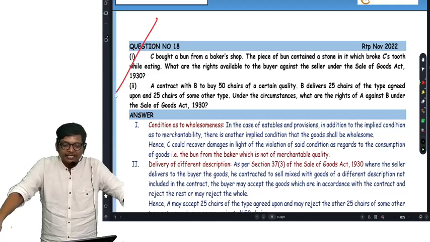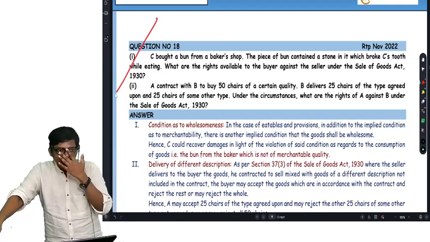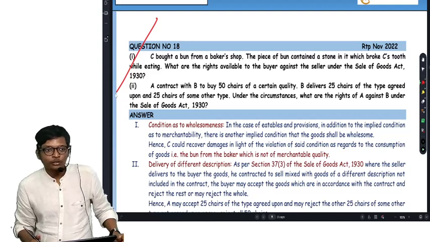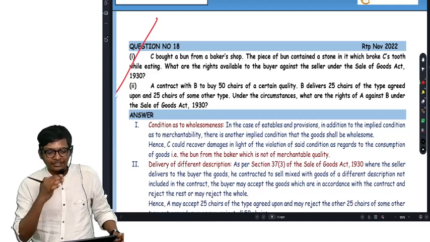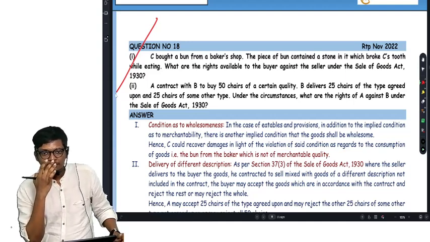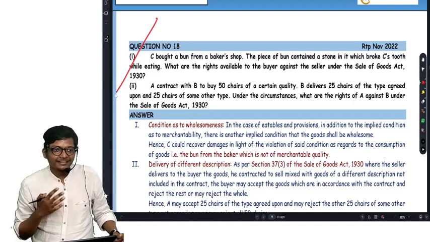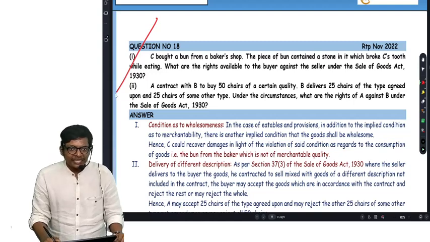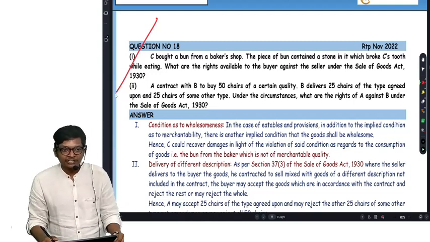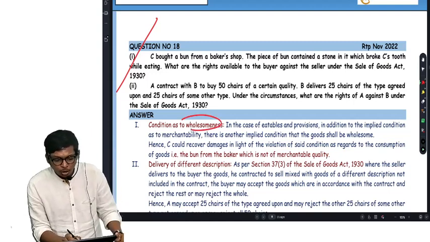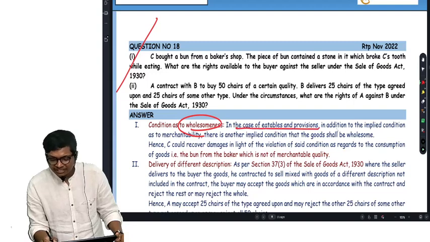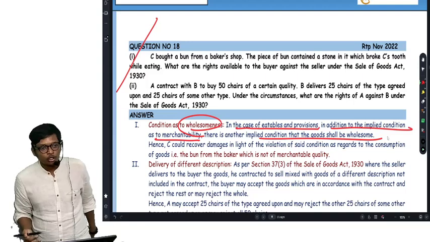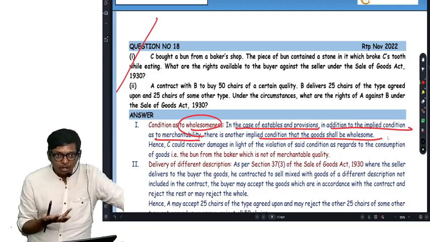Yeah, we'll stop here. He bought a bun, and while eating the bun a stone came. So his teeth broke. What will you do? If you are in that situation, what will you do first? First go to the hospital and get everything sorted, then you will come and fight, claim for damages. Here what condition is not met? The implied condition as to merchantability along with wholesomeness. In case of eatables and provisions, in addition to merchantability, one more condition is wholesomeness. That's why when you buy pizza, I need all slices.